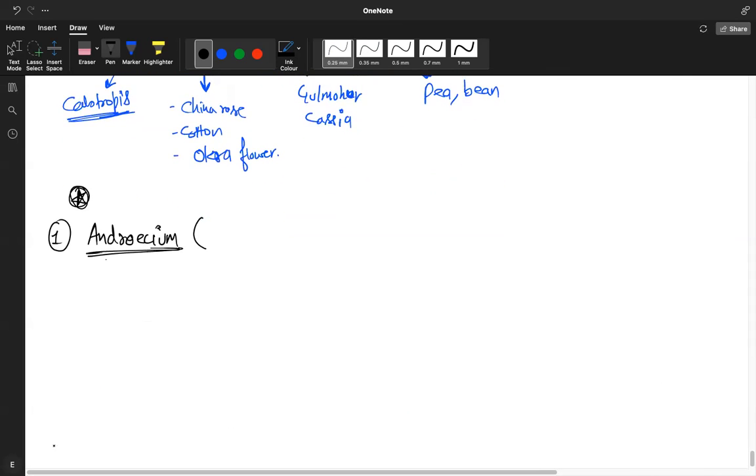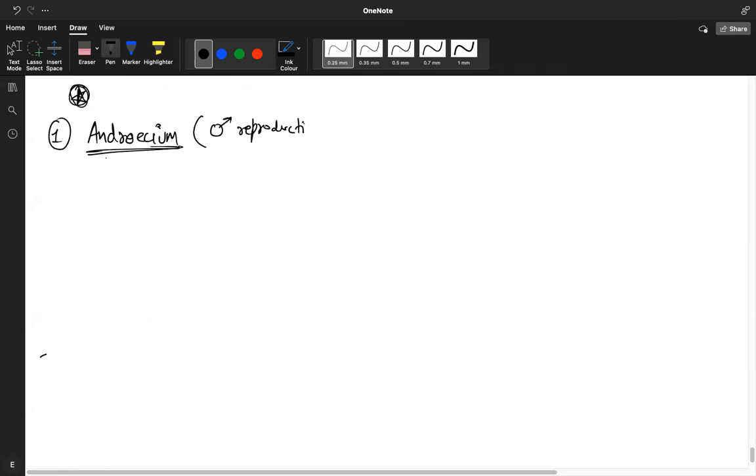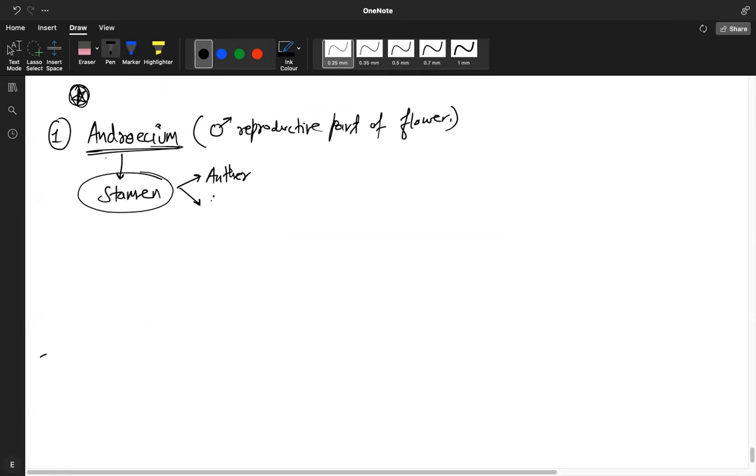Again, tell me what was Androecium, Iram? Male reproductive part in the flower. Yes, and what is it composed of? So this is the same symbol for male. This is the male reproductive part. Anther and filament. Yes. And Androecium is basically, can I call it stamen? It's also known as stamen. It is made up of two things, anther and filament, right? Yes.